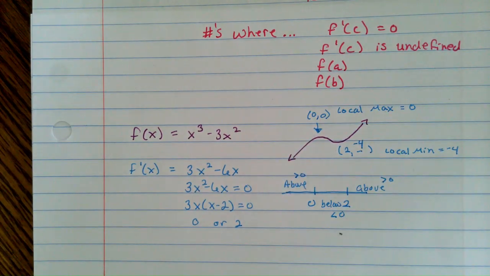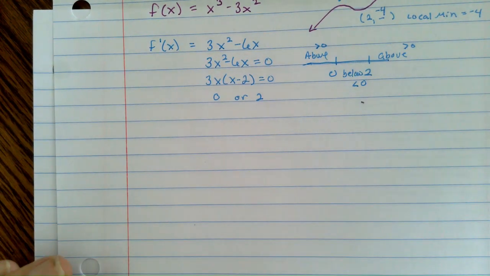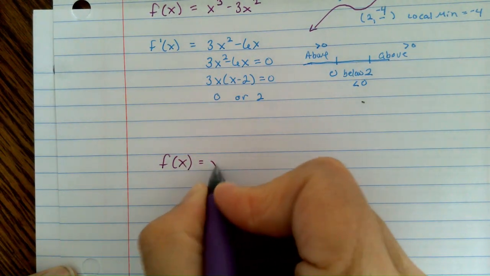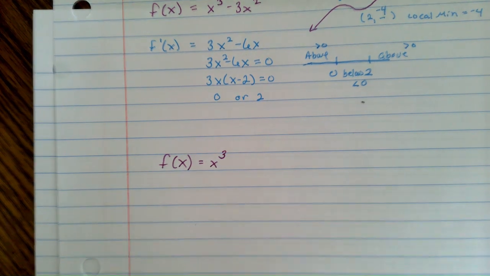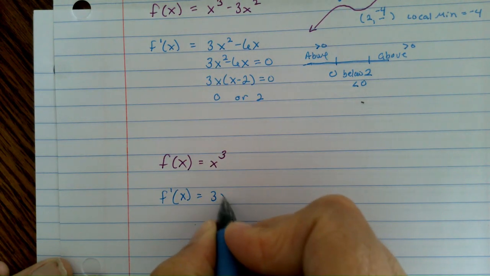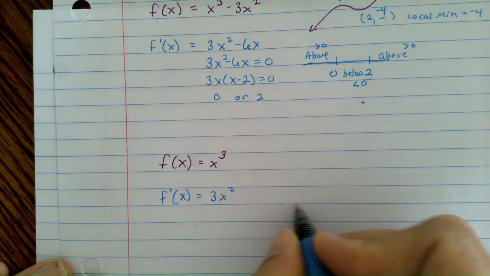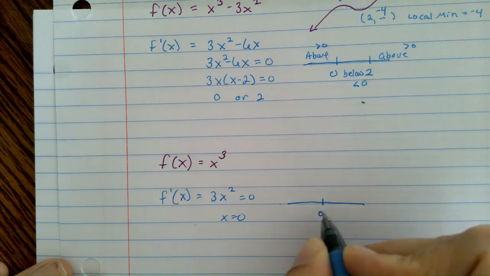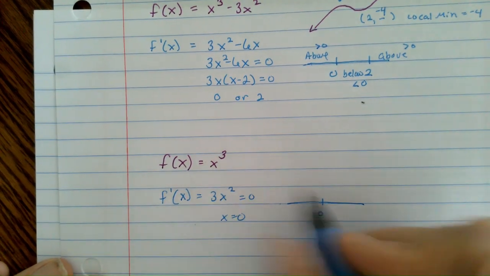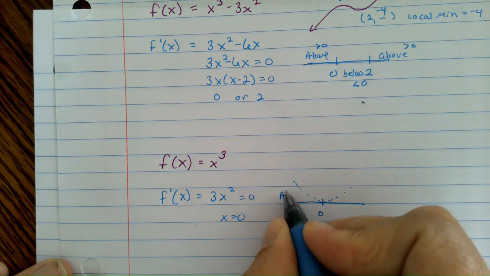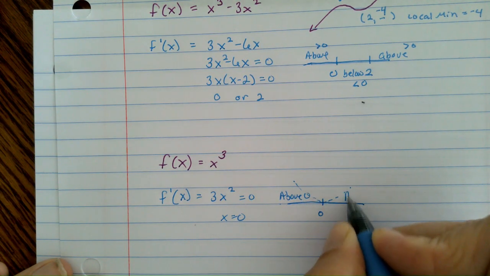Okay? So let's check out f of x equals x cubed. The derivative would be 3x squared. And if I set that equal to 0, x would be 0. Now here's the thing, it's a parabola, right? Quadratic is a parabola. So here it's greater than 0. And here it's above 0.